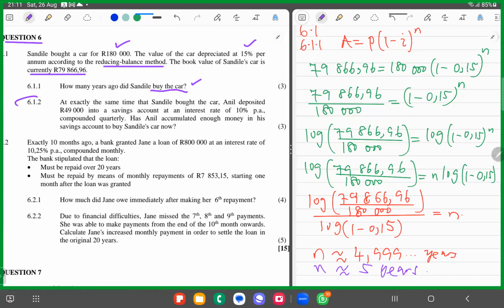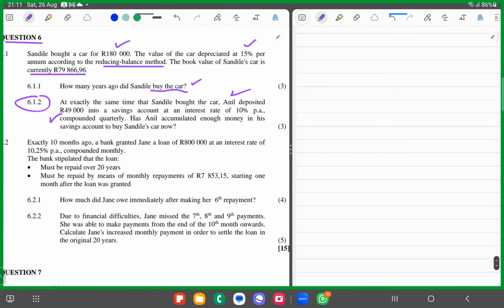In the next question, 6.1.2, we're looking at exactly the same time that Sandile bought the car, Anil deposited 49,000 into the savings account at an interest rate of 10% per annum, compounded quarterly. Has Anil accumulated enough money in his savings account to buy Sandile's car now? Let's look at 6.1.2. Right, so in 6.1.2, we're looking at financial mathematics. First and foremost, we understand a couple of things.